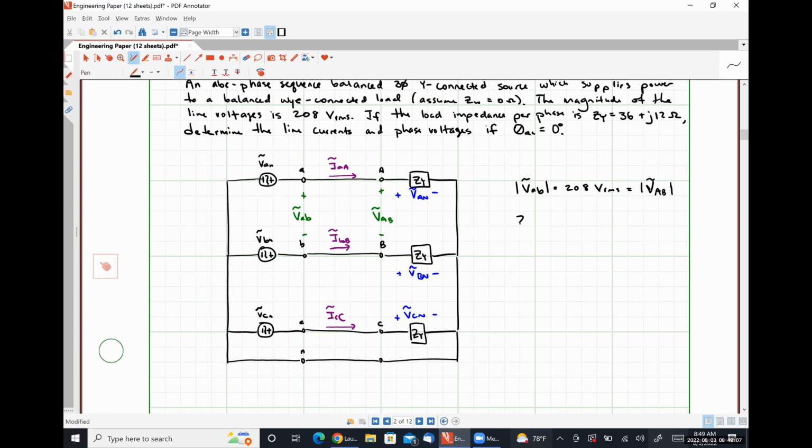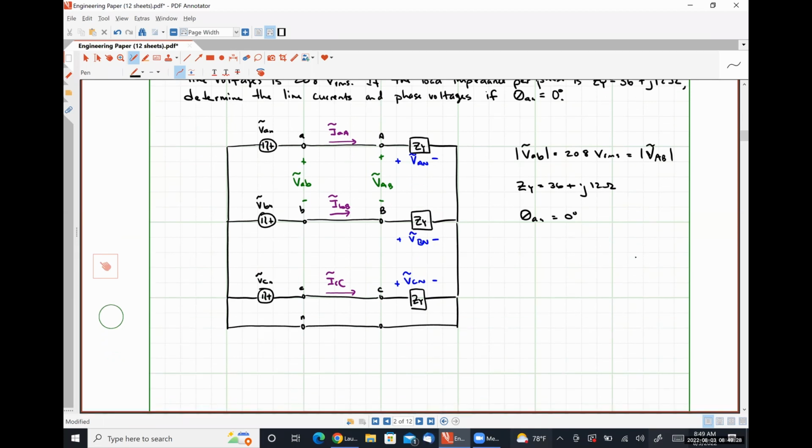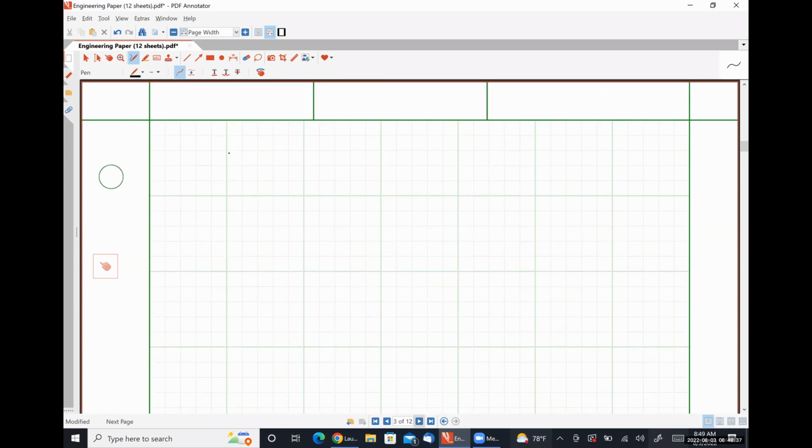We were told that the impedance ZY is 36 plus j12 ohms. And we are told that theta AN was equal to 0 degrees. Okay. So I'm going to draw our single phase equivalent circuit, and then we're going to figure out what information we need to get before we can really put it into practice. So let's just look at the A phase.